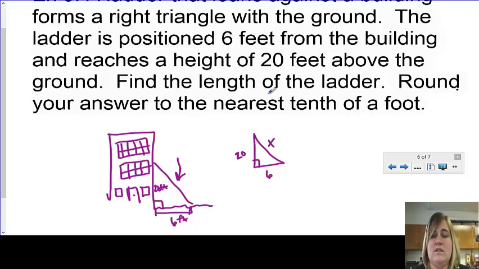So to the nearest tenth of a foot, I want you to find that answer on your own paper.